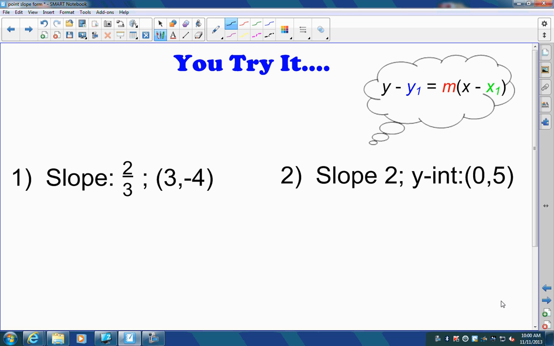Okay. Now, here are the next two. Try and write those in point slope form, please.